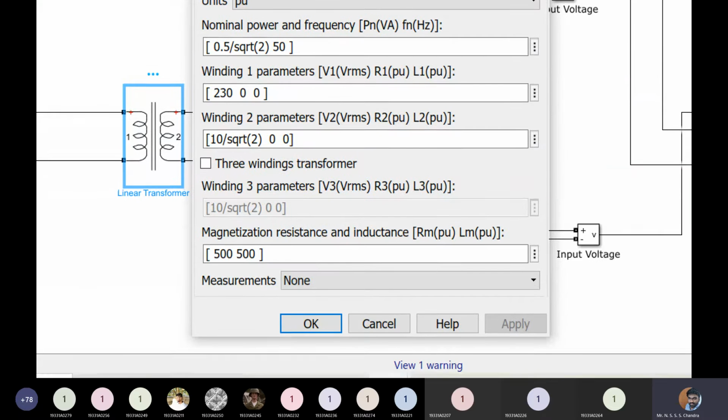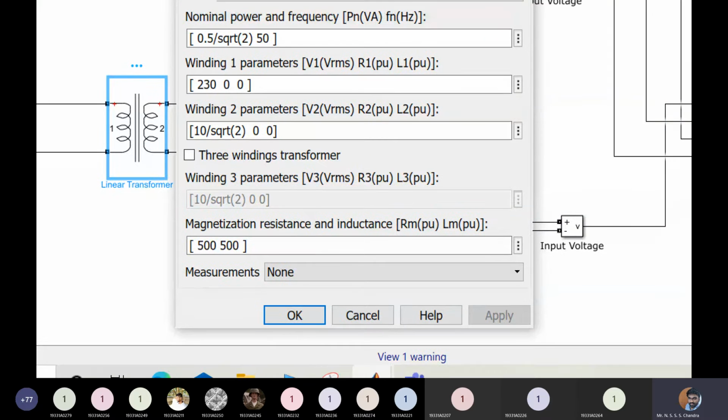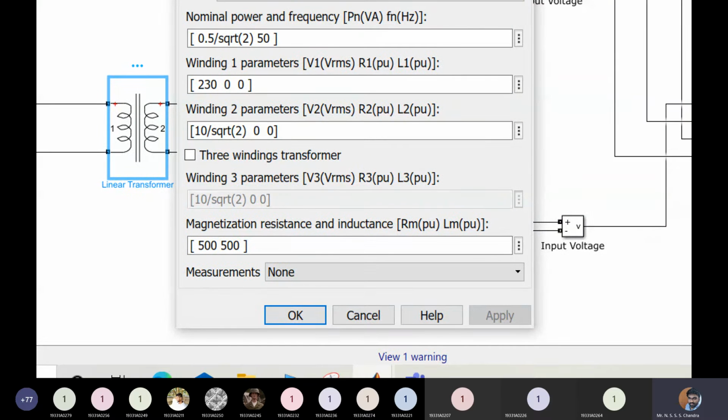And the winding 2 parameters is the secondary voltage. For the secondary voltage, I want to consider a peak voltage of 10 volts. If the peak value is 10 volts, your RMS value will be Vm by root 2, right? So I'm writing 10 by root 2. Instead of root 2, I'm using the inbuilt function called square root, SQRT. Again, I'm taking R2, L2 values as 0.